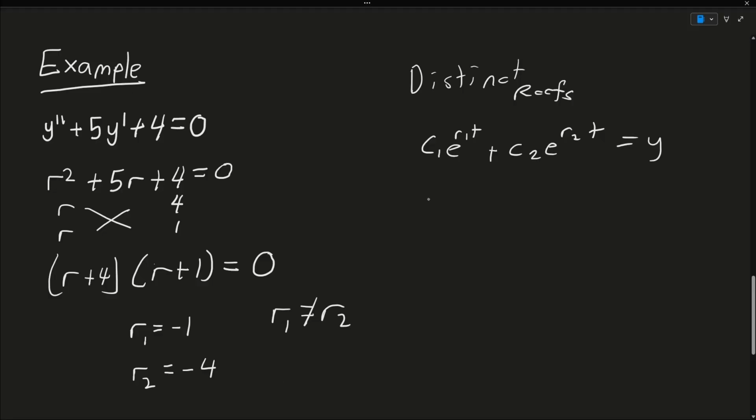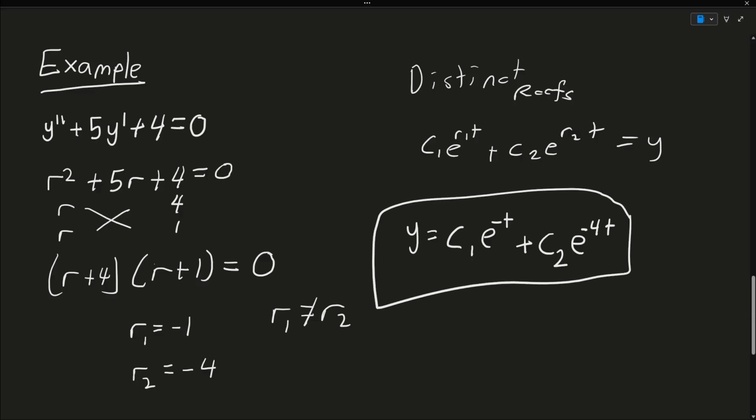So now let's do it. The solution of our differential equation will be c1 e to the r1t, which is -t, plus c2 e to the r2t, which is -4t, and this is equal to y. So here's our solution for this differential equation.